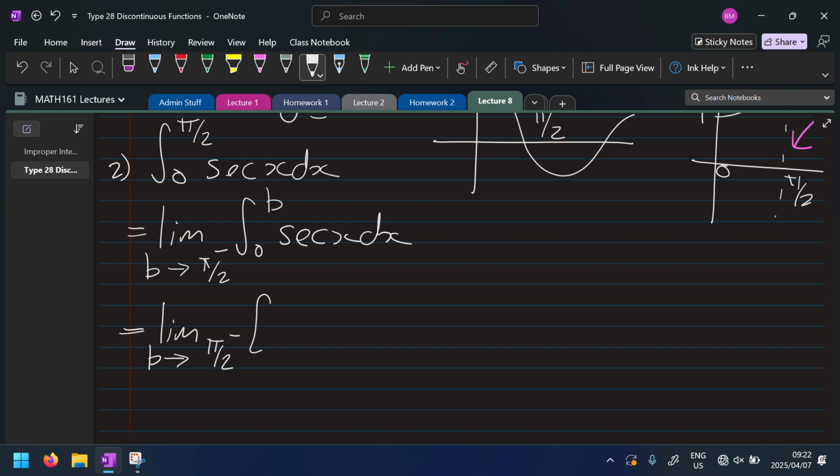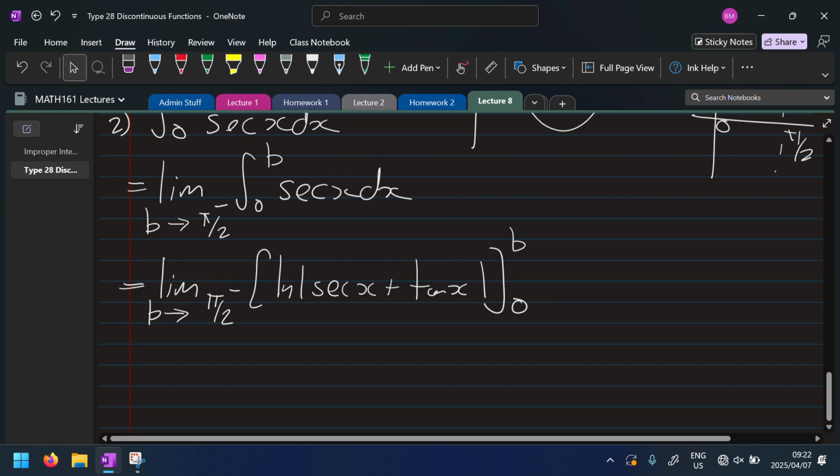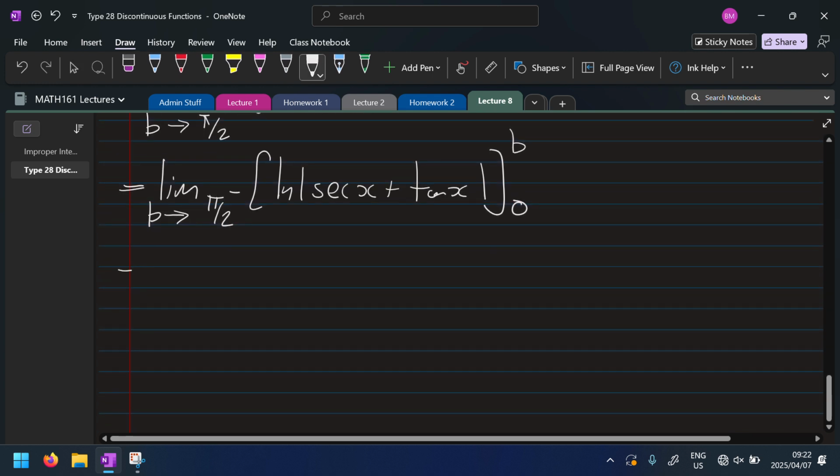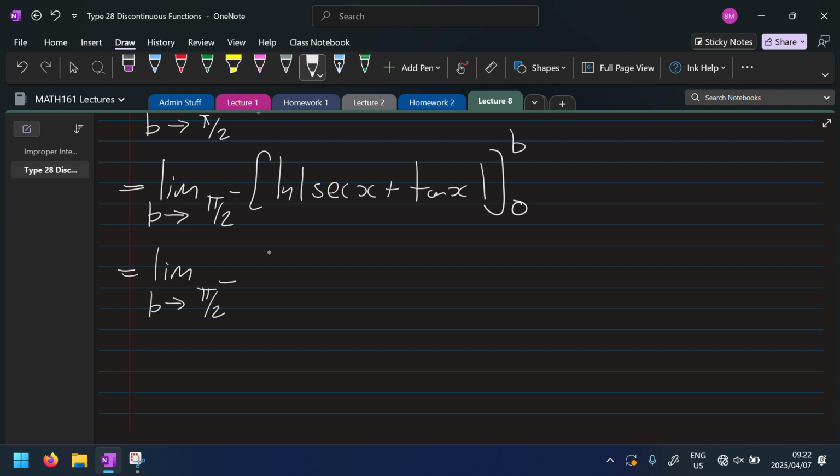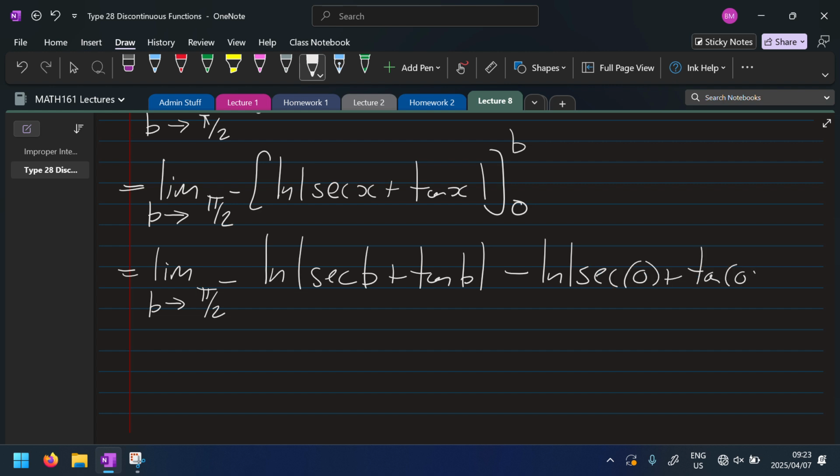Now, integral of sec, again, we've done it so many times. That's the natural log of sec x plus tan x, right? We've seen that many times now. 0 to b, that stays the same. And then we substitute as normal. So this is going to be the limit as b goes to pi over 2 minus of the natural log. We're going to substitute b, so just do it as normal. So this will be sec b plus tan b minus the natural log of sec 0 plus tan 0.